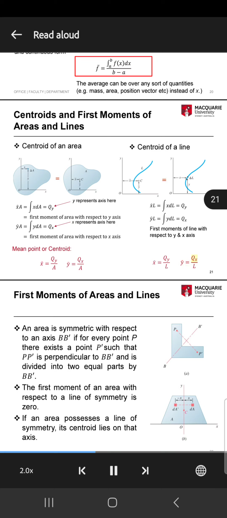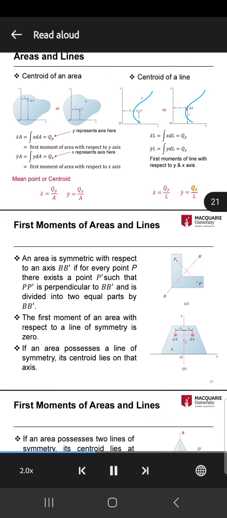Left figure, a generically shaped line in the xy plane, and the location of the centroid of a line. Right figure, the location of an infinitesimally small portion of the line. x bar equals Q sub y over L. x represents the axis here.